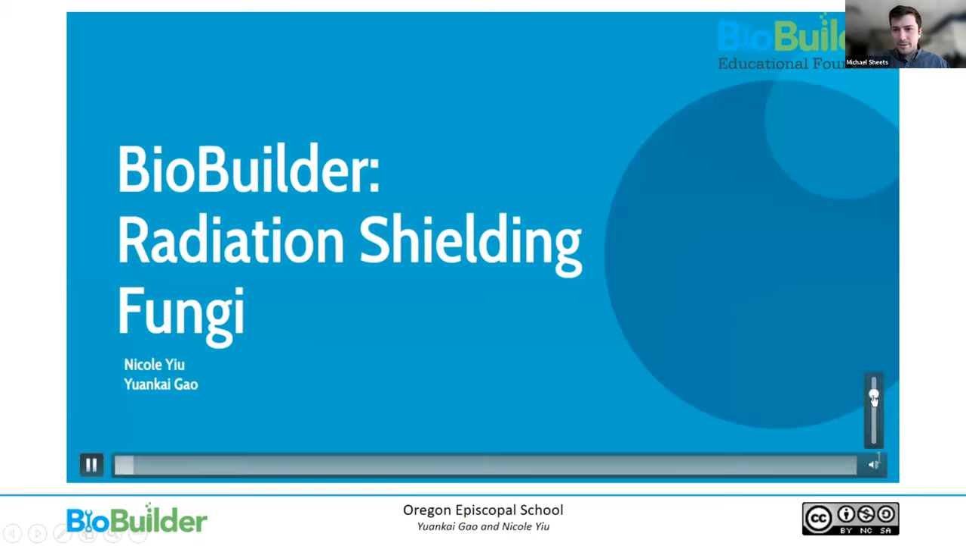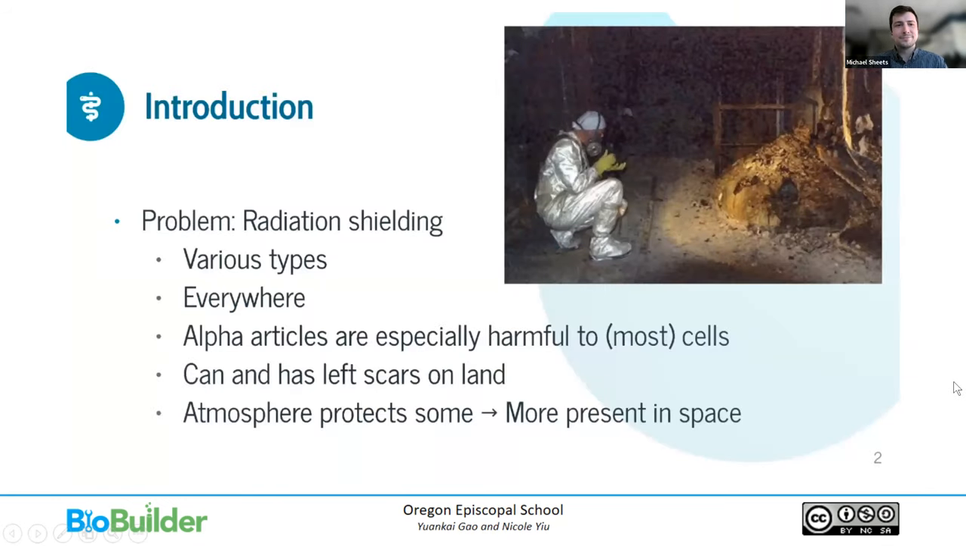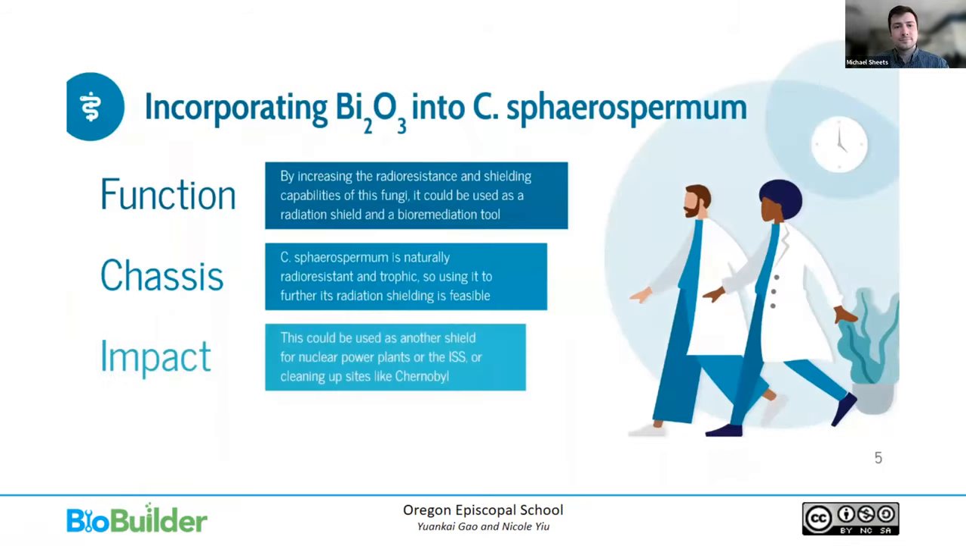Hello, we are the Fun Guys team from OES, and the topic area we decided to work on was the environment, and we have chosen radiotrophic fungi as our model organism. So the system we designed could shield radiation and be used as a bioremediation tool. The inputs could be ionizing radiation, and the outputs could be stopping the penetration of ionizing radiation, because we found that even though barriers to radiation already exist, they often have a bunch of downsides, such as being costly or highly toxic.